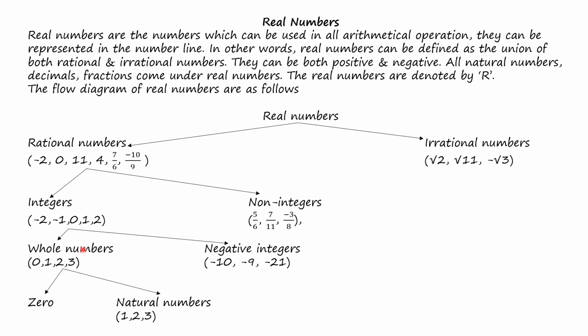Again, the integers are further divided into two parts. They are whole numbers like 0, 1, 2, 3, and the negative integers -10, -9, -21. Again, the whole numbers are divided into two further parts. They are natural numbers like 1, 2, 3 up to infinity, and 0.